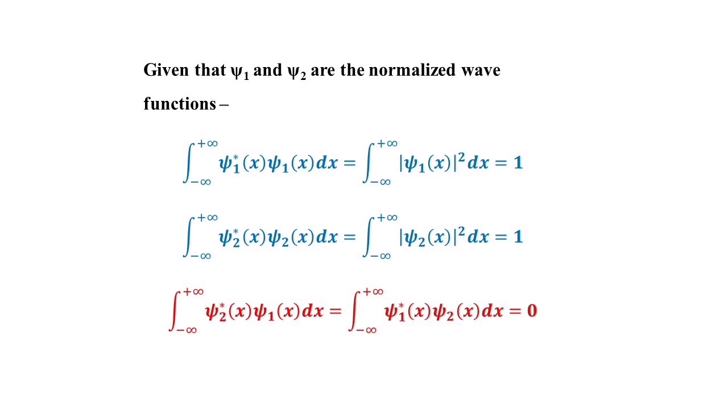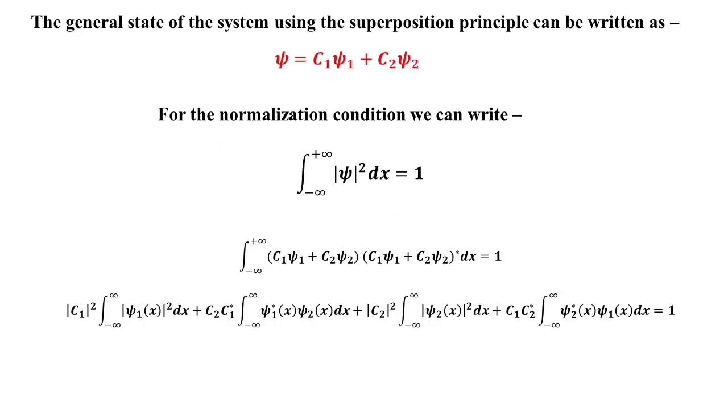Given that psi 1 and psi 2 are normalized wave functions, we can have the following relations by using the orthonormalization condition of the wave functions, that is, the integral from minus infinity to plus infinity of psi 1 star psi 1 dx is equal to 1. Similarly, that applies for the state psi 2 also, and the integral from minus infinity to plus infinity of psi 2 star psi 1, or psi 1 star psi 2, dx is equal to 0. Now if we use the superposition principle, the general state of the system, it is a two-state system, can be written as psi equals C1 psi 1 plus C2 psi 2.